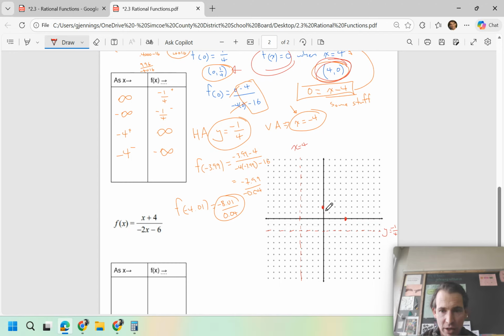So now I've got these 2 points. I know my asymptotic behavior. I know I'm going down towards the asymptote that way, off to infinity from the positive side of negative 1/4, and up here towards positive infinity from the positive side of negative 4. That's negative 4, Mr. Jennings. And then down here we are flipped. So I can reflect that point through. We go through this point here.